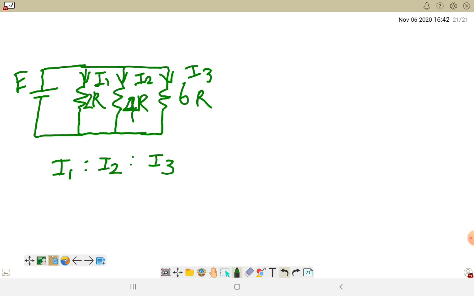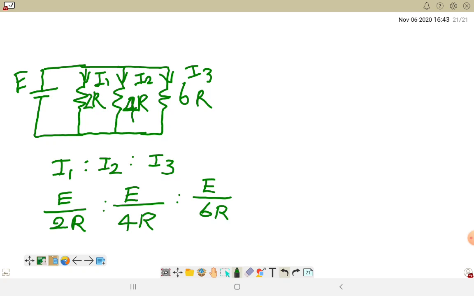So from this, how we can write I1? From Ohm's law, I is equal to V by R. So E divided by 2R is to E divided by 4R. What is I3? E divided by 6R. Next, common terms R get cancelled.